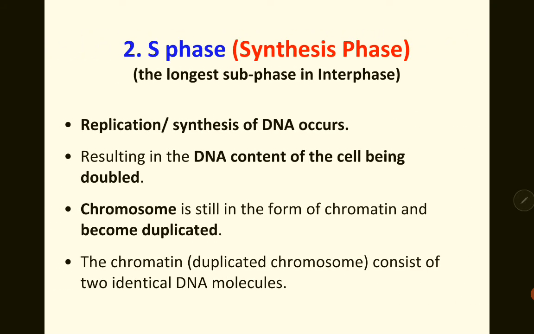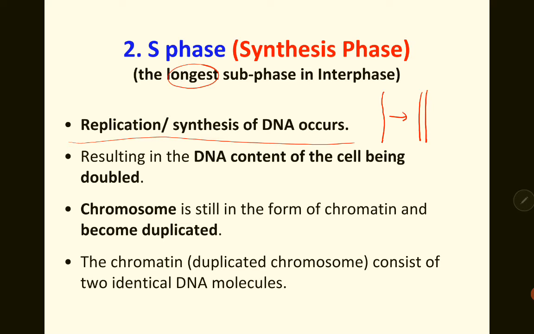Next is the S phase, which is the synthesis phase. So synthesis phase is the longest subphase in the interphase. Means among the interphase G1, S, and G2, S is the longest phase where replication of the DNA occurs here. So DNA initially they have only one, now they become two. Double amount of DNA. And resulting in the DNA content of the cell being double.